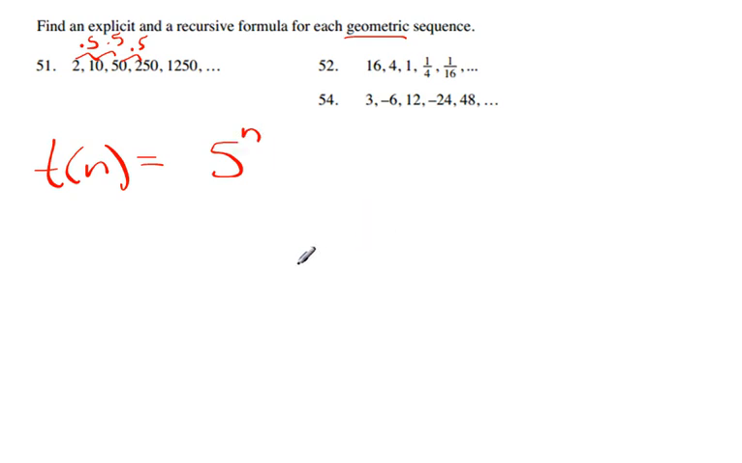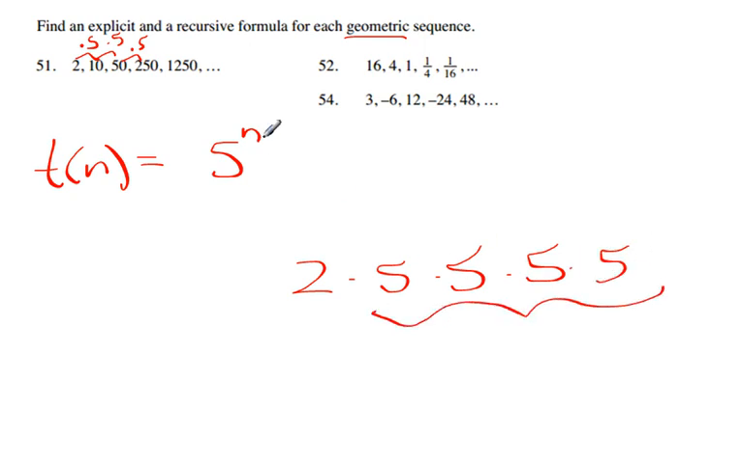Because it's whatever your 2 is, times 5, times 5, times 5, times 5. You keep multiplying 5 times itself. How many times? Well, n times. If it stops here, it would be 2 times. If it stops here, it would be 3 times. Get the idea? And then we have to multiply times something.